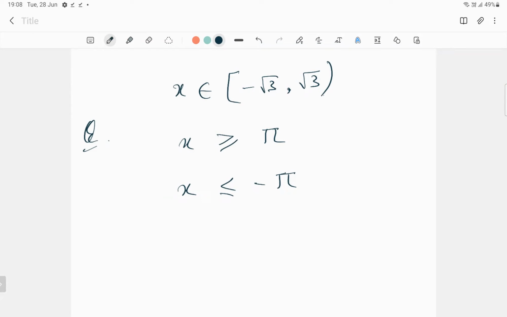X is greater than or equal to 5. 5 is on the positive side of the number line. X is lesser than or equal to negative 5. Right? You don't have to write 3.14159. Okay, pi, by the way, is what type of number? Irrational.